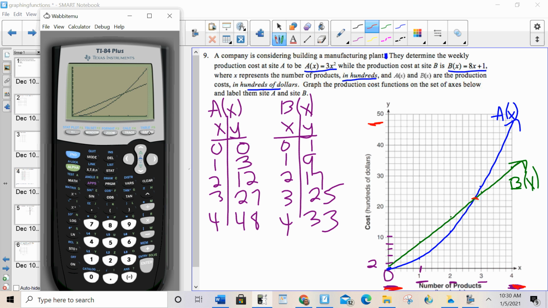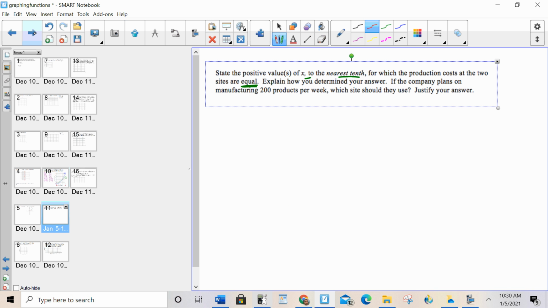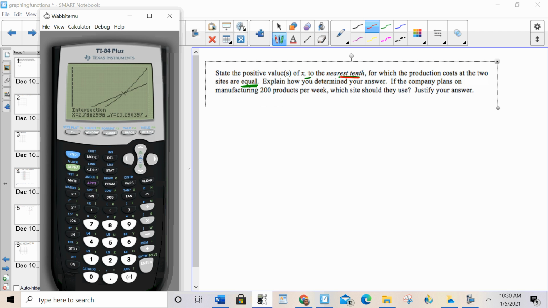To find the intersection point, second trace, option 5. We did this in a previous lesson. Again, there's a lot of little components for these questions, but as long as you know all the little components, it's really not bad. Enter, enter, enter. It was asking for the x... actually, let me just double check that. So, it wants the positive values of x to the nearest tenth. So that would be 2.8.